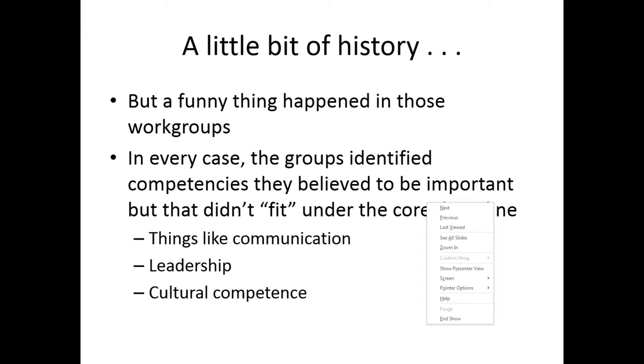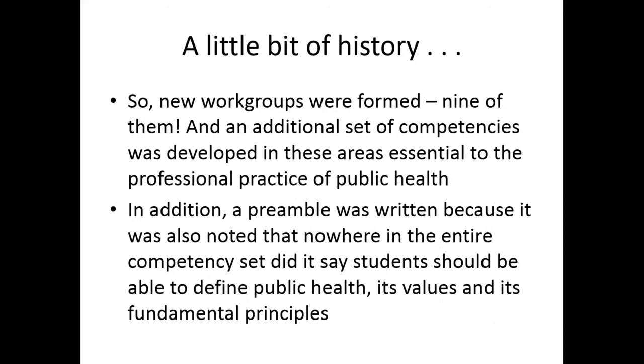But what happened when we did that, as you can imagine how these conversations took place, every group, and I mean every, identified things as they were deliberating competencies for their area, so competencies for biostatistics, competencies for environmental health. They identified things that they believed were important for the practice of public health and for an MPH student to know and to be able to do, but they didn't really fit under those five core areas, things like communication, the ability to communicate effectively, the ability to lead, the ability to be culturally competent. So they identified these things, but then each group said, well, we think that's important, but that's not biostatistics or that's not environmental health. So we developed these sort of parking lot lists of competencies.